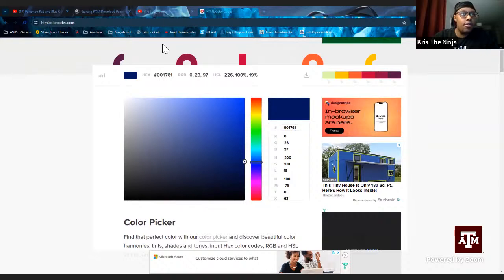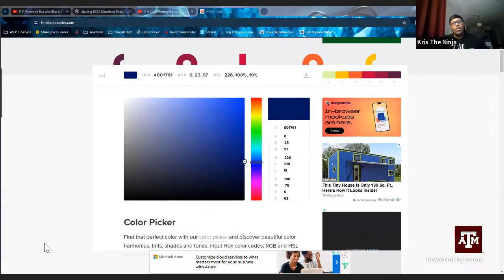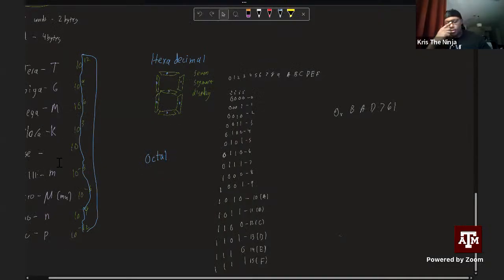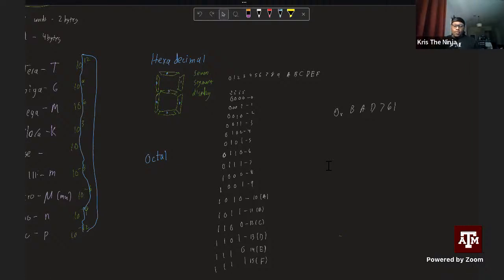Let's go back to the other. I just wanted to show you that it's still in use. It's actually useful in some capacity. So that's the hex code. It's very popular with color picking. If you want a very specific color, use a hex code for it. Find the hex code for a specific color, and you can make pretty much any color you want.